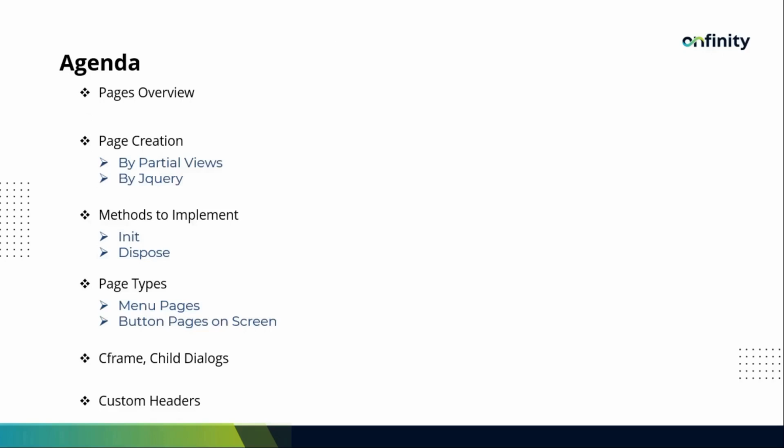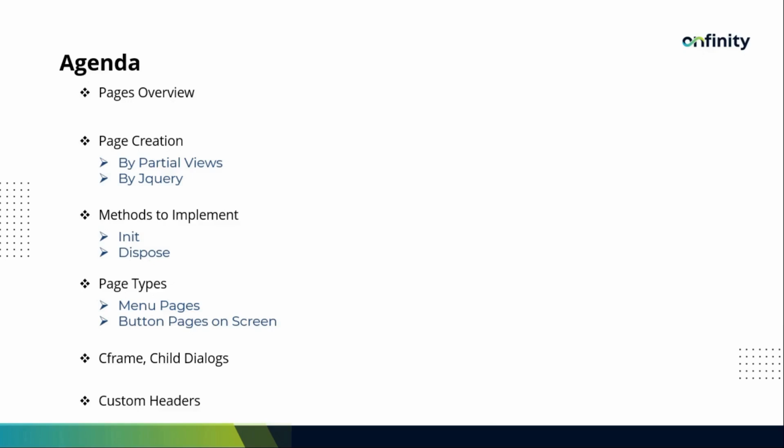The agenda for today's session is an overview of the pages, what pages are in the Onfinity framework, and how pages can be created. There are two different ways in which pages can be created in the Onfinity framework. One method is with the help of partial views, and the other is with the help of jQuery. Then we'll go through the methods that need to be implemented when writing pages in the Onfinity framework.